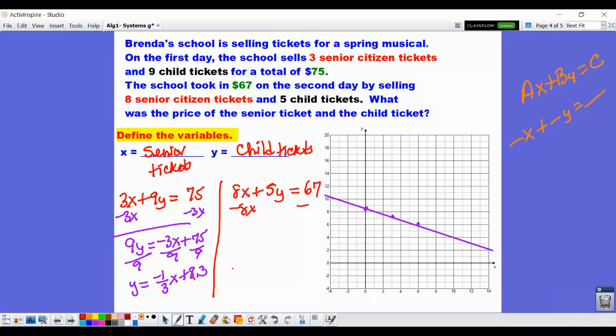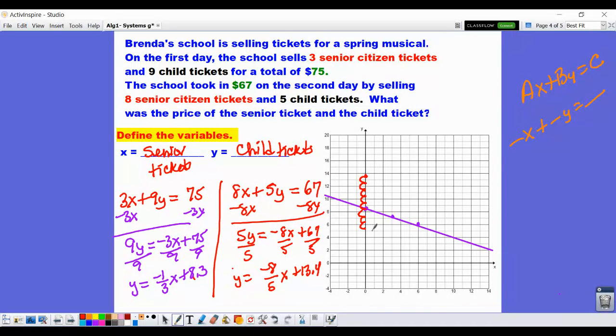Let's solve the other one for y. So minus our 8x. Again, same process. Move your x, divide by your y. Negative 8x plus 67, divide by 5. So y equals negative 8 over 5x plus 67 divided by 5, which is 13.4. So I'm starting at 13.4, which is up here, and I'm going to go down 8. So 1, 2, 3, 4, 5, 6, 7, 8, and 1, 2, 3, 4. And I'm going to go ahead and draw that line.